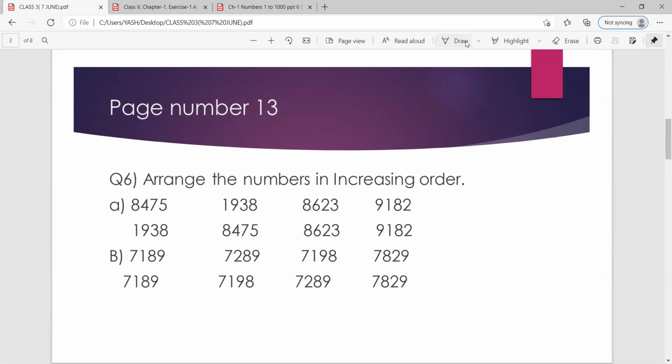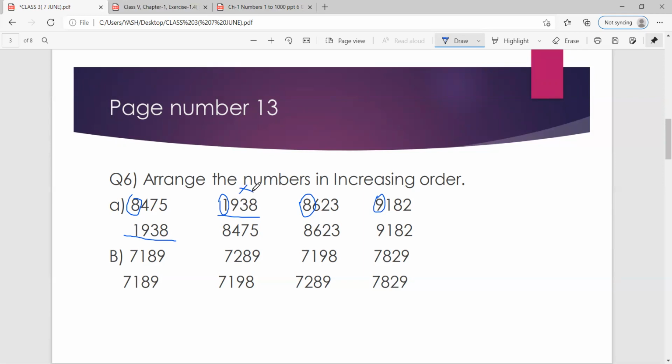So how can we do so? Let's check the first digit in each number. So here first digit is 8. Here first digit is 1. Here first digit is 8. Here first digit is 9. So among these digits 8, 1, 8, 9, which one is smallest? Obviously 1 is smallest. So what we will do? We will keep this number at first place. Now this number is done.